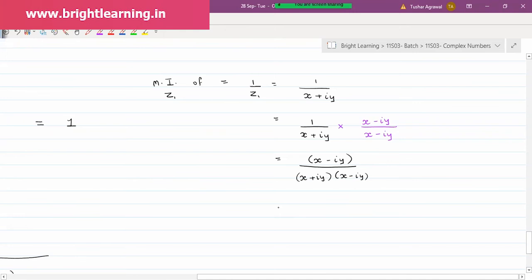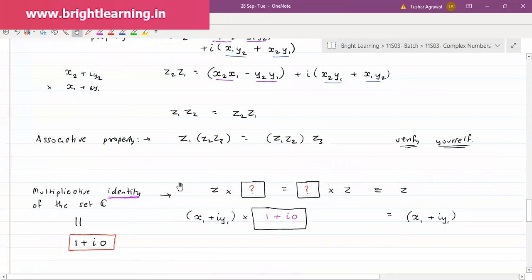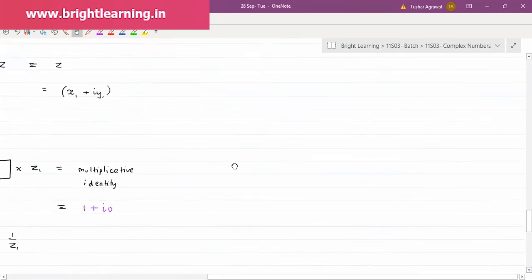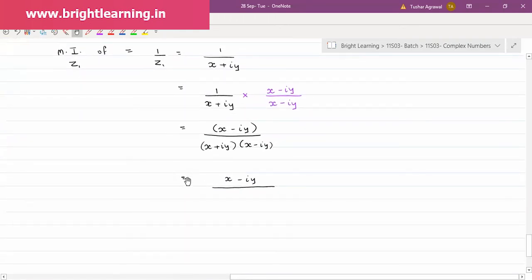And now this is easy. The numerator will be x minus iy, and the denominator, can you calculate? X plus iy multiplied by x minus iy. Something that I gave you as questions earlier. 5 plus 2i, 5 minus 2i. Is it 5 square plus 2 square? 7 plus 3i, 7 minus 3i. Is it 7 square plus 3 square? 8 plus 15i, 8 minus 15i. Is it 8 square plus 15 square? X plus iy, x minus iy.